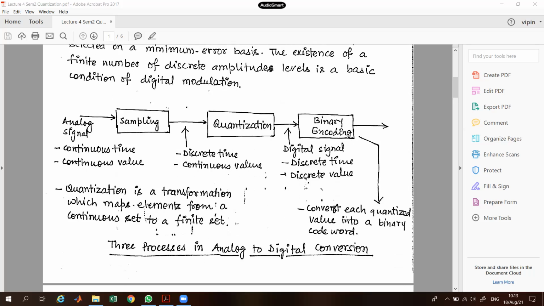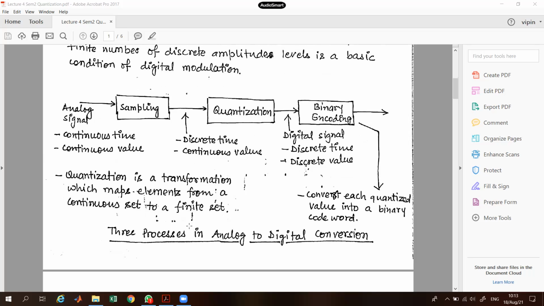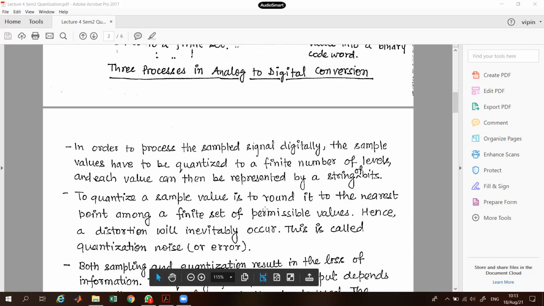So what we do here is that we convert each quantized value into a binary code word. So quantization is basically a transformation which maps elements from a continuous set to a finite set. Three processes in analog to digital signal conversion. In order to process the sampled signal digitally, the sample values have to be quantized to a finite number of levels, and each value can then be represented by a string of bits.